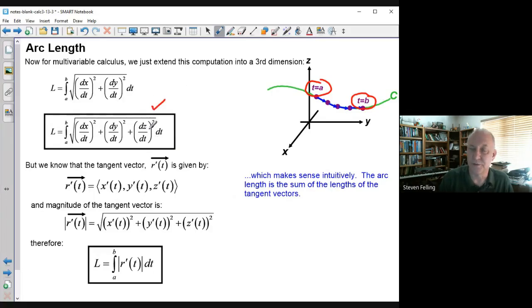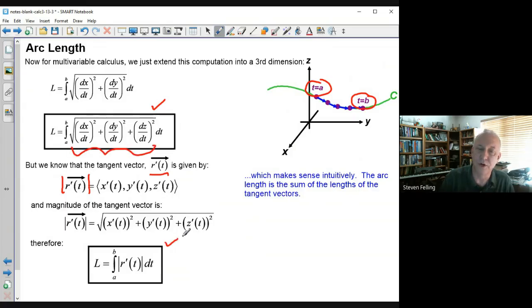So this is an expression that can be used. It's in our textbook for that, but we actually know something else. We know that the tangent vector, not the unit tangent vector, but the non-normalized tangent vector, is the derivative of x in the x direction, the derivative of y in the y direction, the derivative of z. And if we were to take the magnitude of that vector, it would be exactly this term right here.